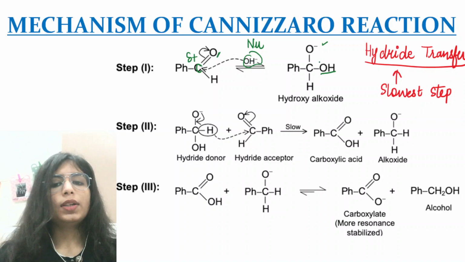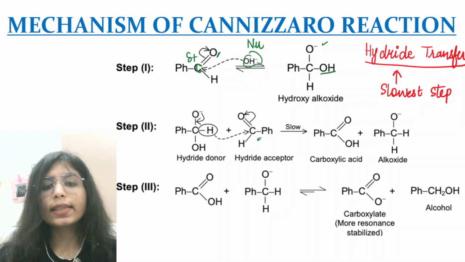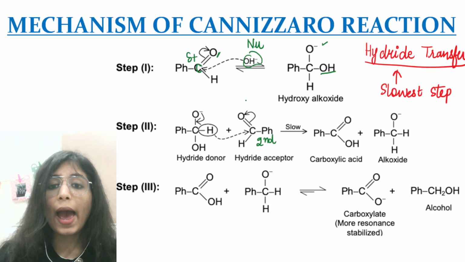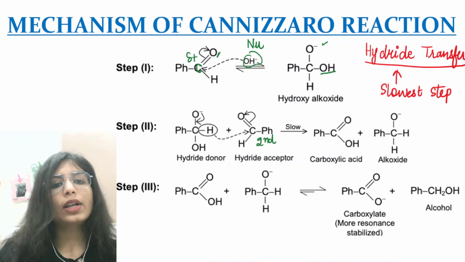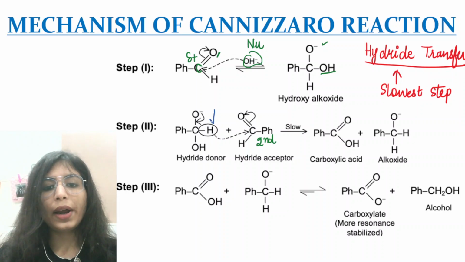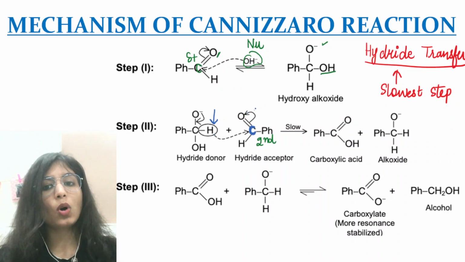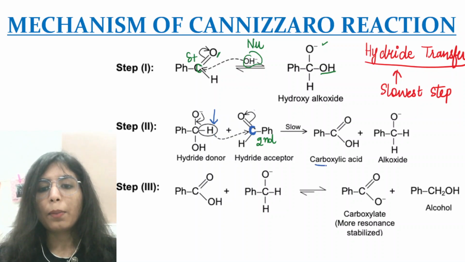Now in the second step, you are going to take the second molecule of your same compound, that is your benzaldehyde in this case, and the hydride transfer step is going to take place. So the hydride which is attached to this hydroxy alkoxide is going to transfer to this carbonyl carbon, and the electron density will again shift towards this oxygen part. So you will be getting your carboxylic acid over here, because the electron density will be shifted, and you will be getting PhC=OOH plus PhCH2O minus, which is your alkoxide.